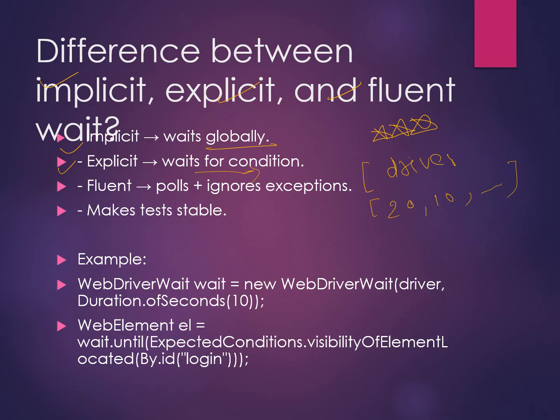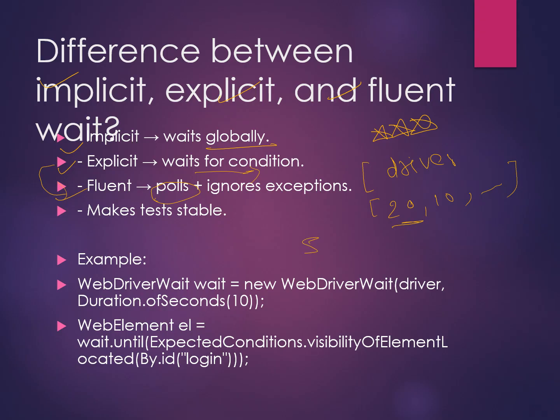For a specific condition, if you are aware that an element is taking much time, say 20 seconds, in that case we use the explicit wait. Come to the fluent wait. Fluent wait is the enhanced version of the explicit wait. The beauty of it is the polling.